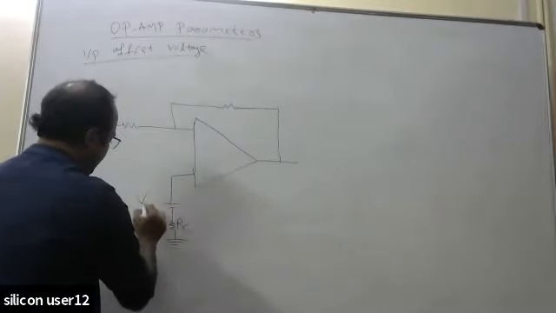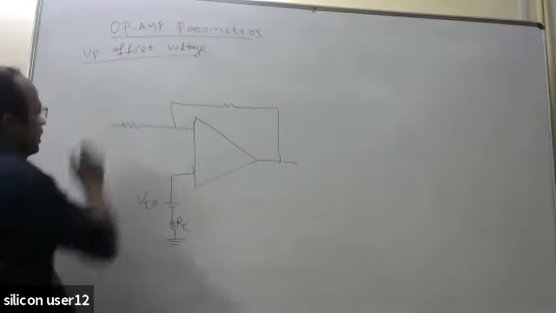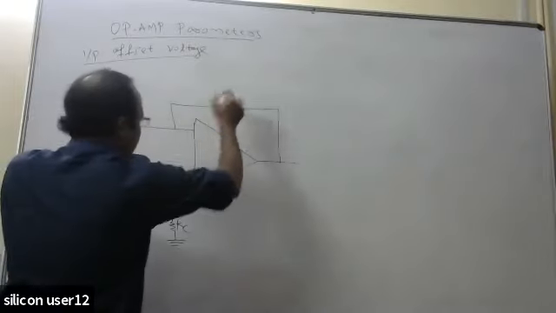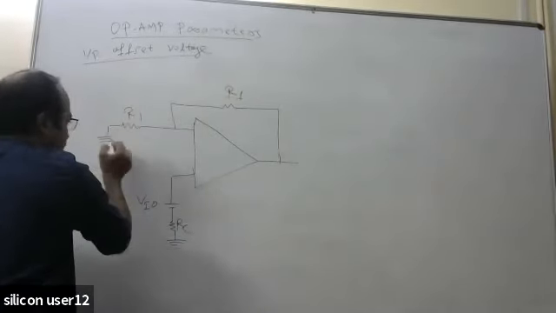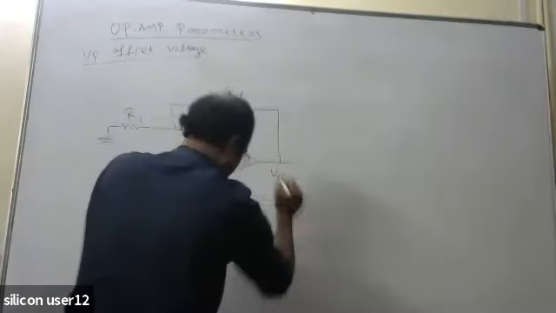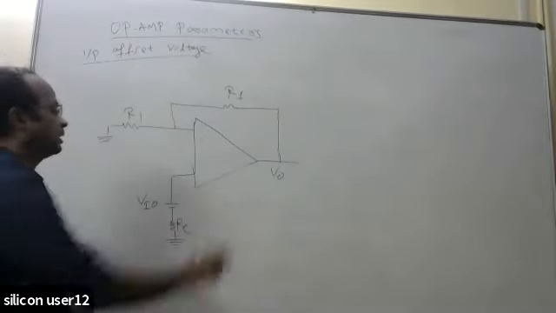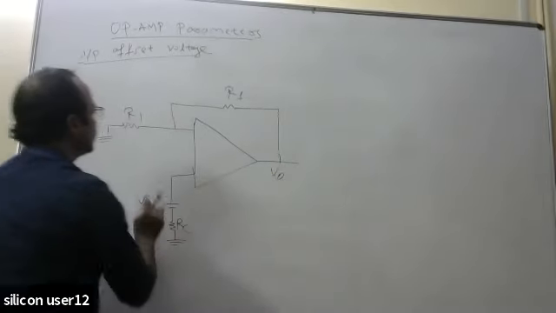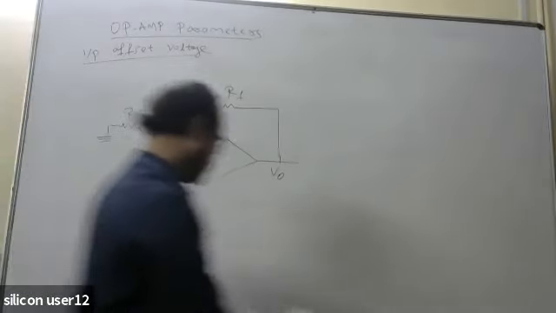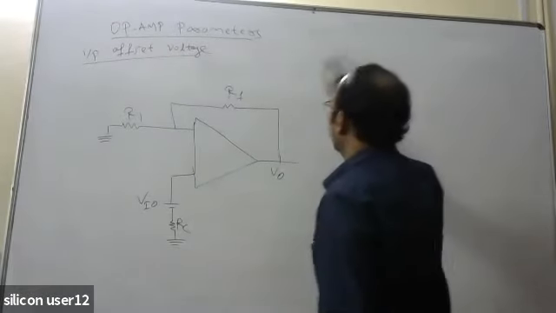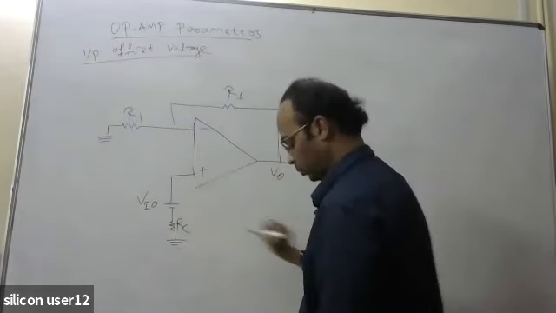So this one is VIO, or input offset voltage. Here it is your RF and R1. Let us say this is the output voltage V0. We will see how much V0 is due to this VIO. So if you just calculate, this one is the minus terminal, this one is your plus terminal.